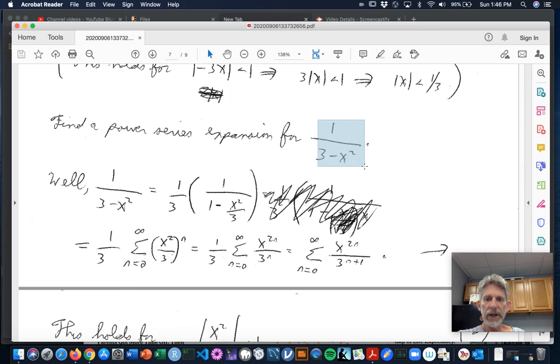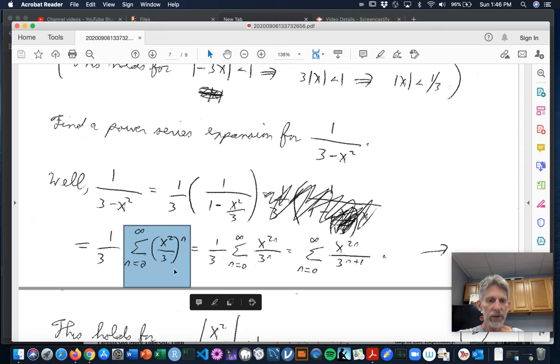Find a power series expansion for that fraction. Well, I'm going to proceed the same way. I'm going to try to get it as 1 over 1 minus something. Right now there's a 3 sitting in the way here, so I just factor a 3 out from the denominator, and I'm left with a 1 minus x squared over 3 in the denominator. Well, that can be my ratio term. I can think of this as just 1/3 times this geometric series.